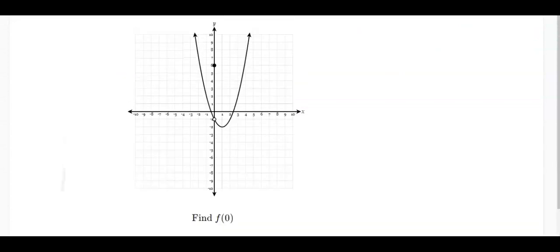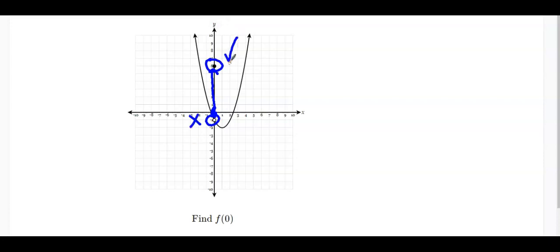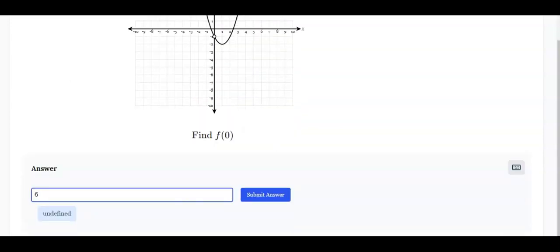One last question. Find f of 0. So when I scan here 0, I touch here, and I also touch that single point there. This one is not a value. This one is a value. So it looks like we're going to type 6.